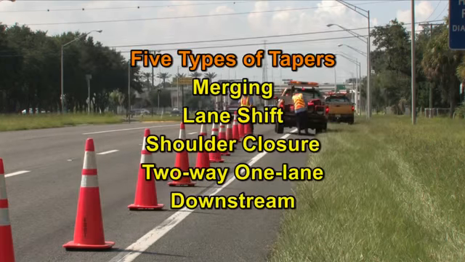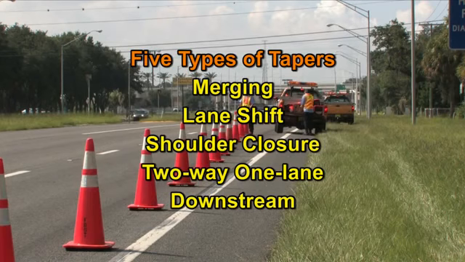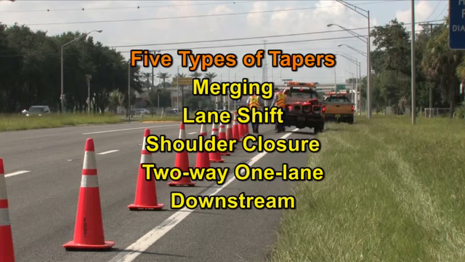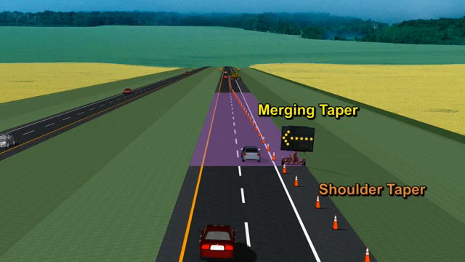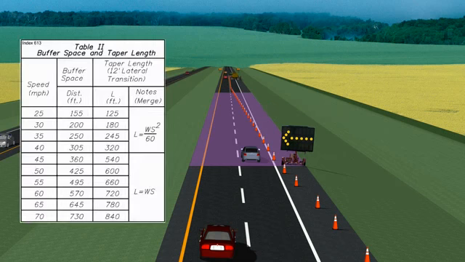There are 5 general types of tapers used in traffic control zones. It is important that you know what type of taper you will need and how to determine its length. Merging tapers close a lane of moving traffic on multi-lane highways where a merge is required. The length of the merging taper, which is used to close a lane, is determined by the speed of the traffic and the width of the lane to be closed. The formulas for determining the length of a merging taper are found in Index 613, Table 2.